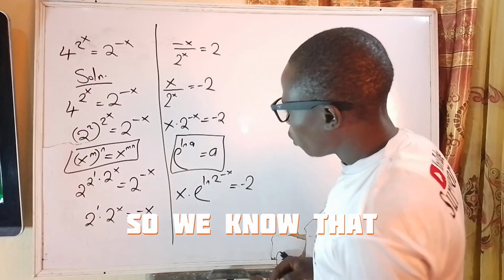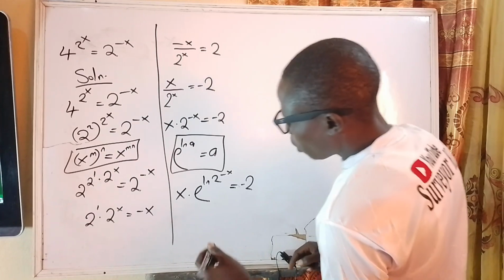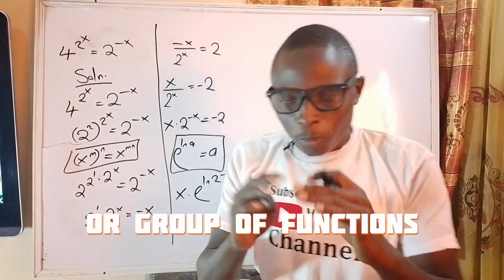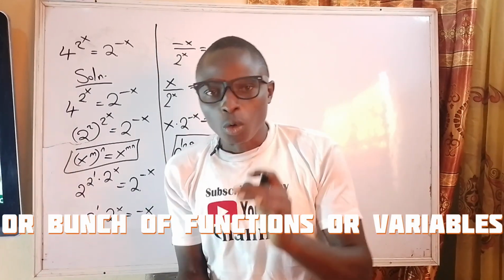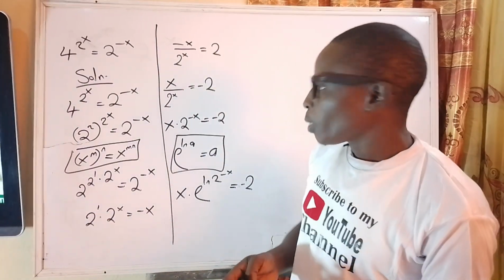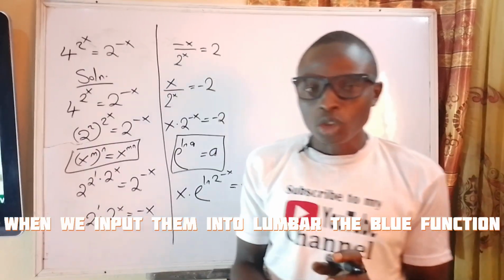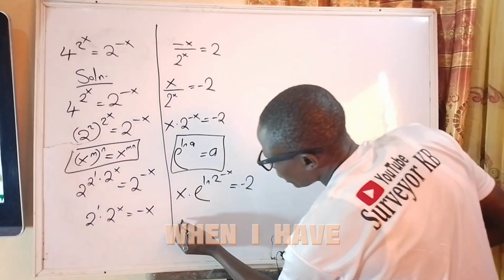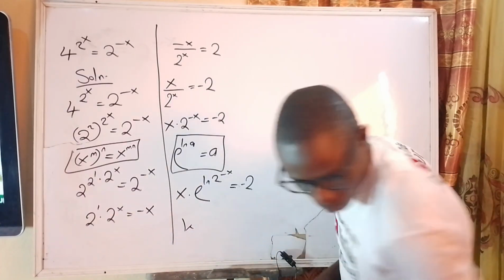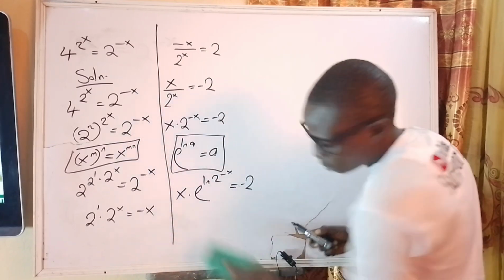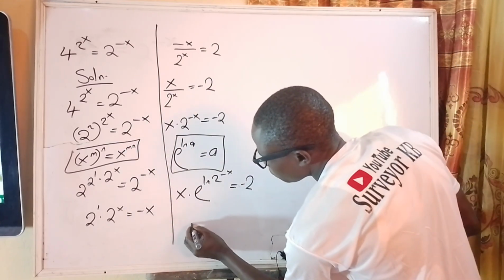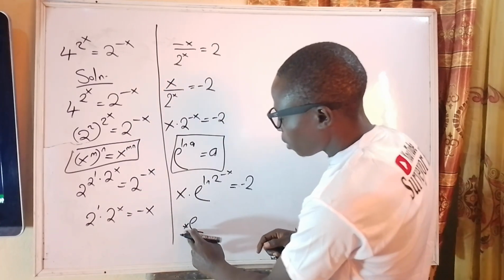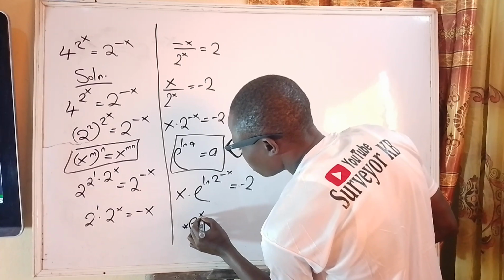So we know that if we have a certain function or group of functions or variables, when we input them into the Lambert W function, this is what it does. When I have e, for example, and I have stuff here, I must have the same stuff here.